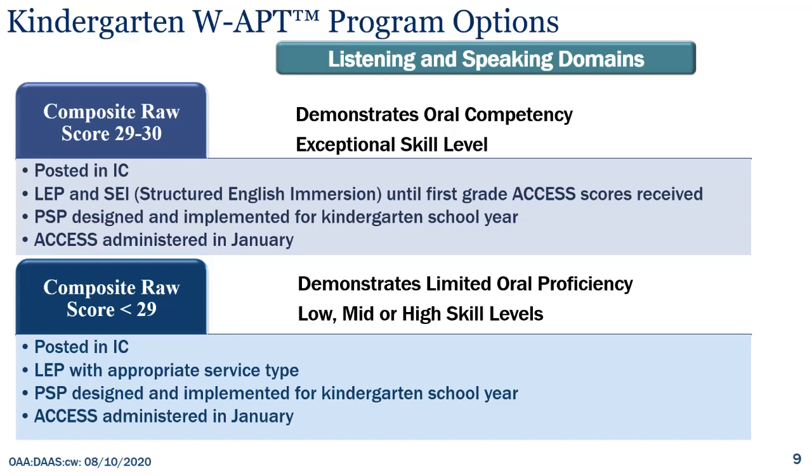On the next tab, where it says assessment scores, you would put the date that they were administered the kindergarten WAPT. And then you would have a program services plan implemented for them, and you would put in the appropriate program services type that the student would need based off of those scores. And then they would take ACCESS administered in January. And remember, when they take ACCESS, they're going to take all four domains in kindergarten: listening, speaking, reading, and writing.